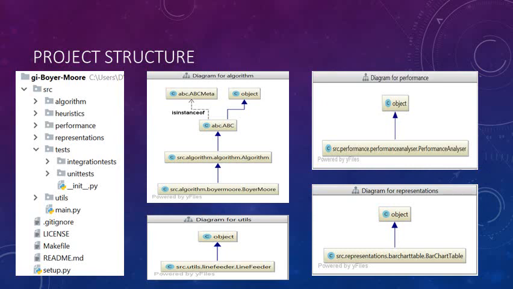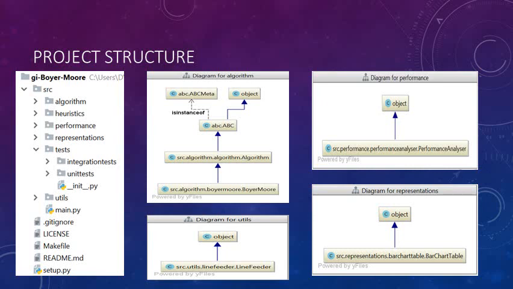We have performance, which is used for analyzing the performance of the algorithm, and the representation package is used to display the data we got by analyzing it. Of course, every good project needs to have a lot of tests, so we have unit and integration tests, and in the utils package we have some utilities that allow the algorithm to read from the file.